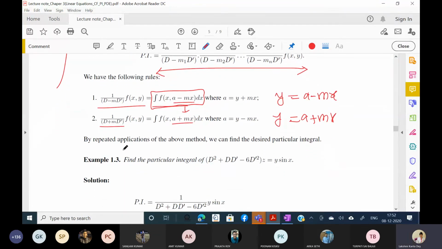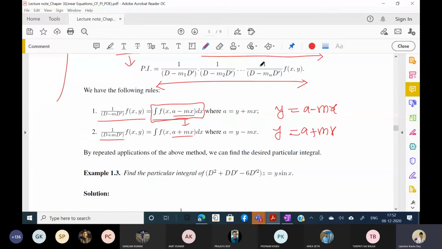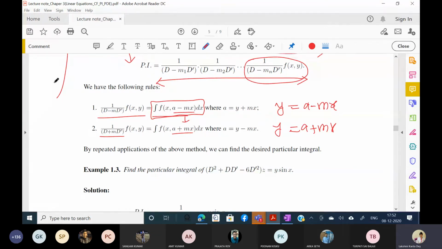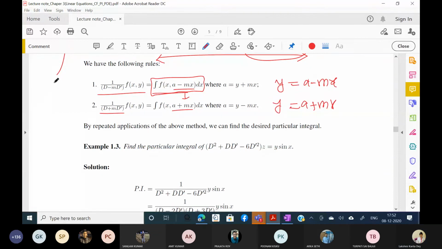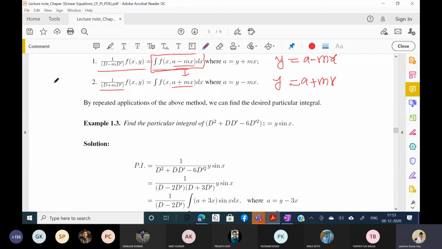And we have to use repeated application, because it is having n number of terms here. First, we have to operate here. You see, first we have to do using this thing, then we will get another function of x, and then again we have to do in the second. In this way we have to go on, whatever the operators are there, we have to do the calculation. Okay, so some exercises or examples I can say. We have to find only the particular integral because the complementary function part is already over.